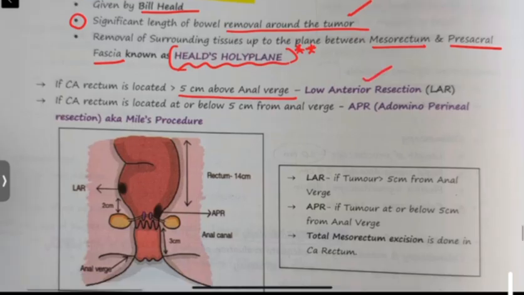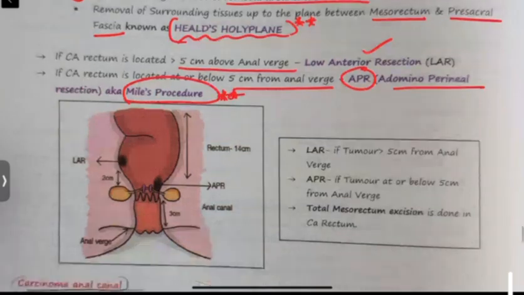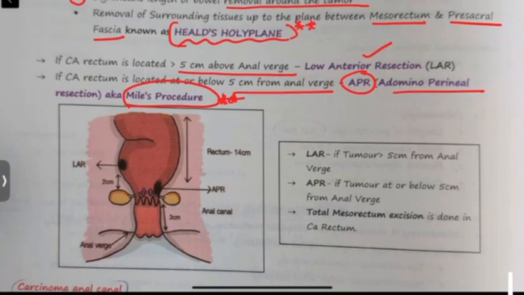Okay, if the CA rectum is located 5 cm above the anal verge, then we'll go for low anterior resection. If the CA rectum is located at or below the 5 cm from anal verge, then we'll have to go for abdominoperineal resection. This is also called as Miles procedure. Okay, so it depends if it is less than 5 cm or more than 5 cm.